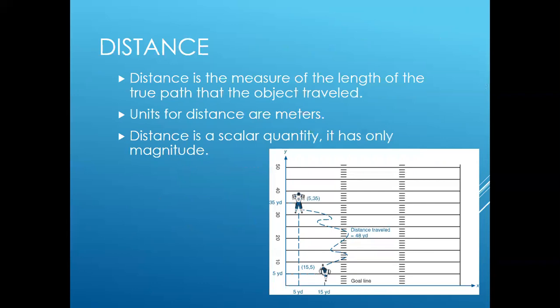he traveled 48 yards. That's the distance traveled because it takes into account every little bit of earth that he touched, right? If I started putting positive for moving to the right and negative to the left and vice versa and all these things, then I would end up with a much different number. So we're not taking direction into account. We're just taking into account the total distance traveled by measuring the full length of the path.